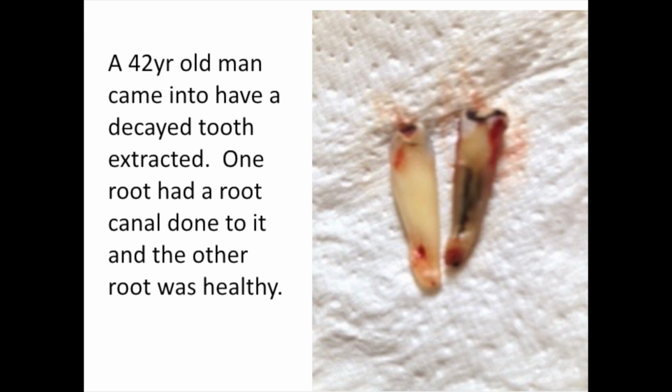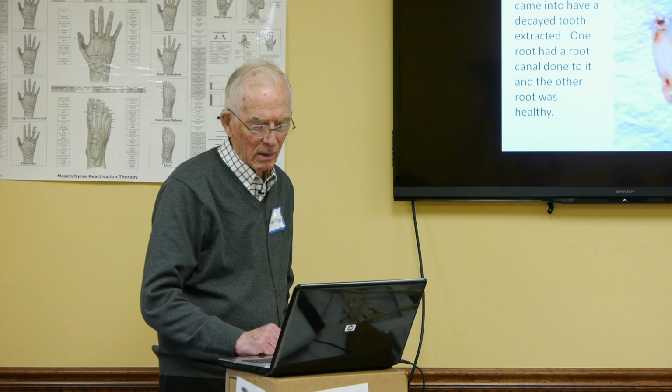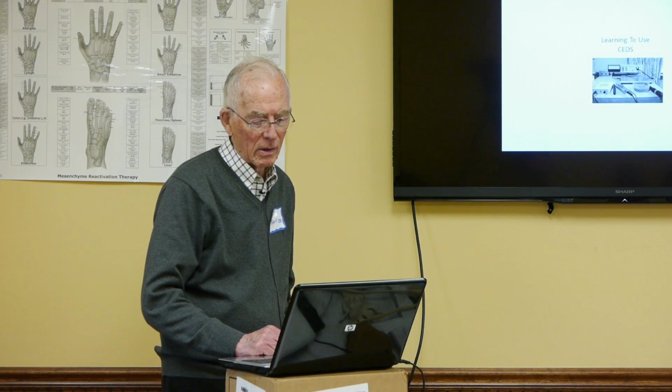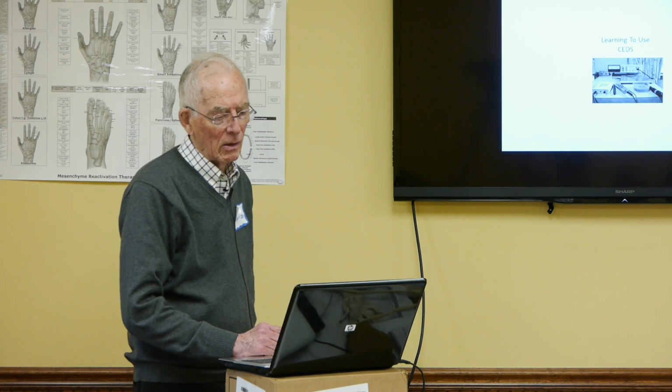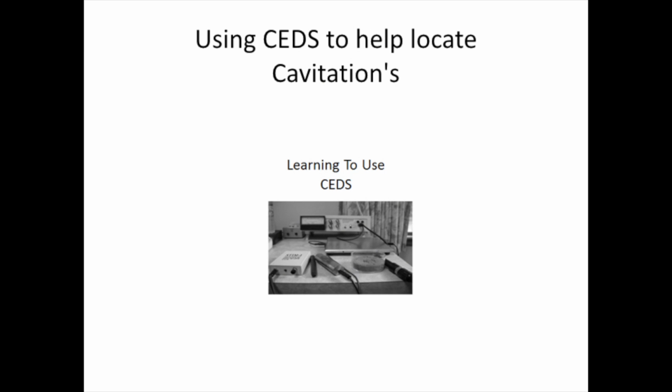This is a 42 case, with decayed teeth extracted, one root canal, and one has a root canal, one doesn't. You can tell here by the color in the tooth. That's the iron in the blood that seeps out into the dental tubules and the cementum. This is what we use to locate our cavitations with and check post-surgically with.